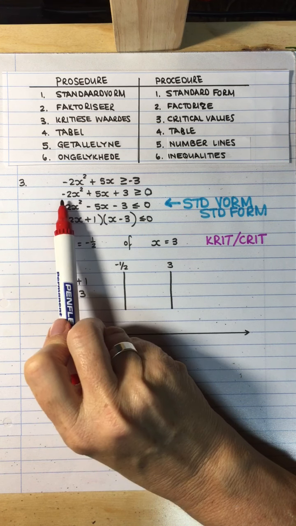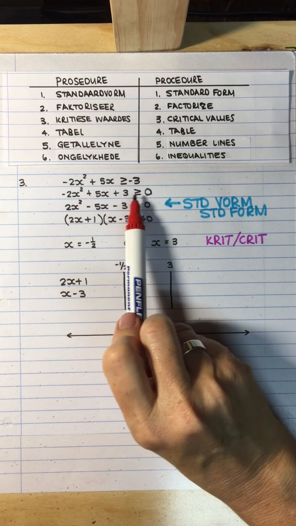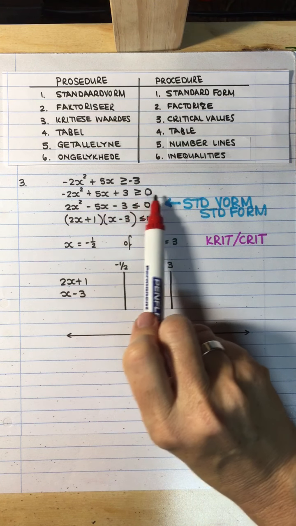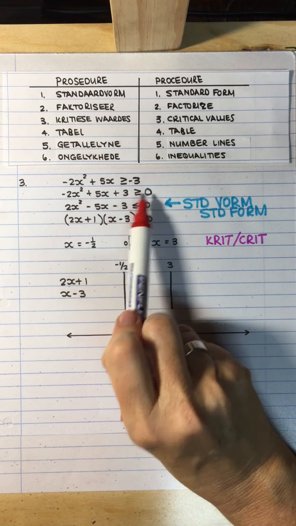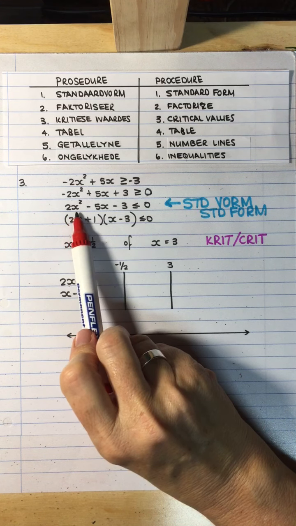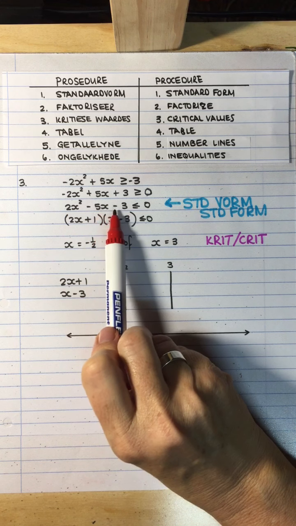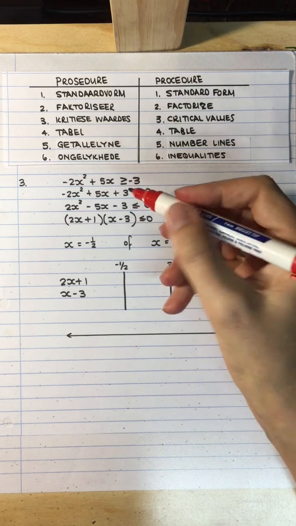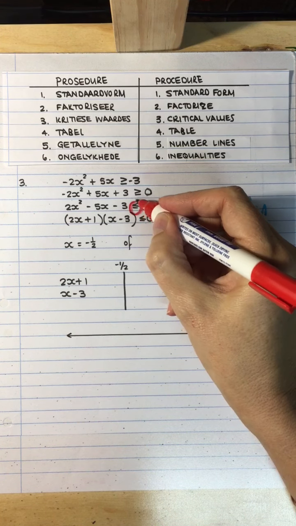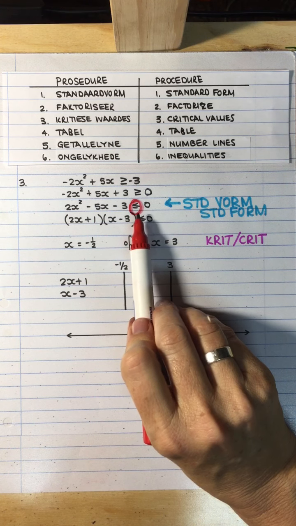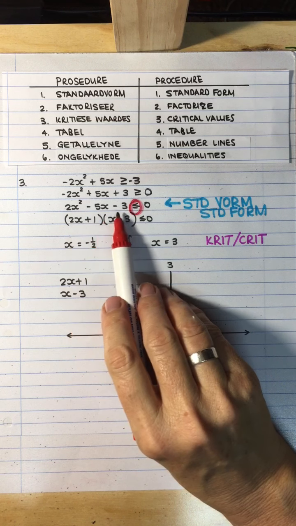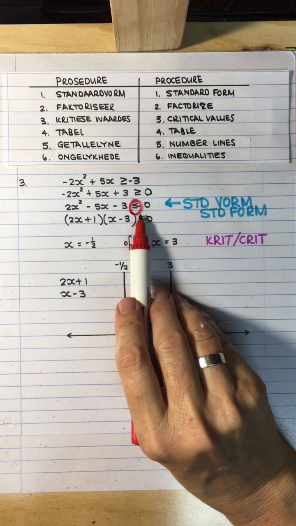So I'm going to multiply each of the 4 terms in the inequality by negative 1. This will change all the signs: 2x squared minus 5x minus 3. It is important to remember that the relation sign will also be changed when I multiply or divide by a negative number.